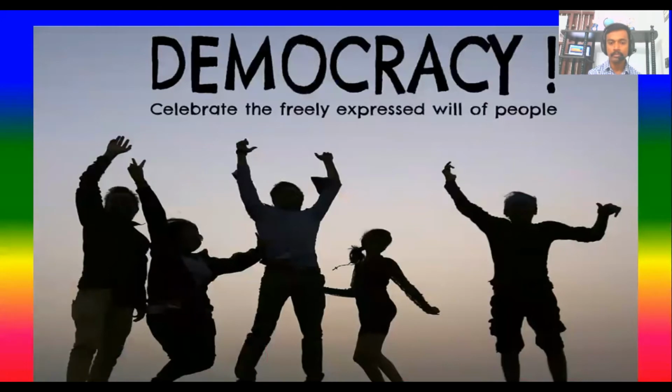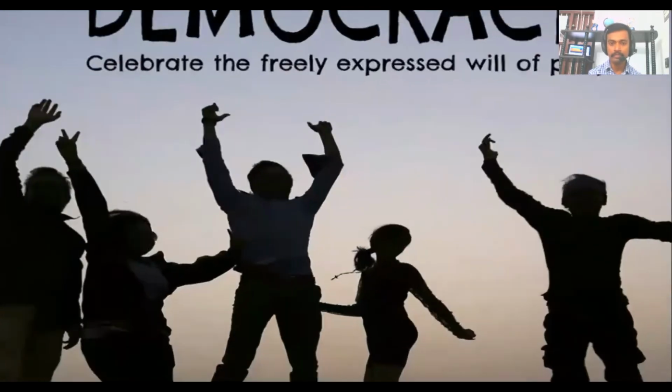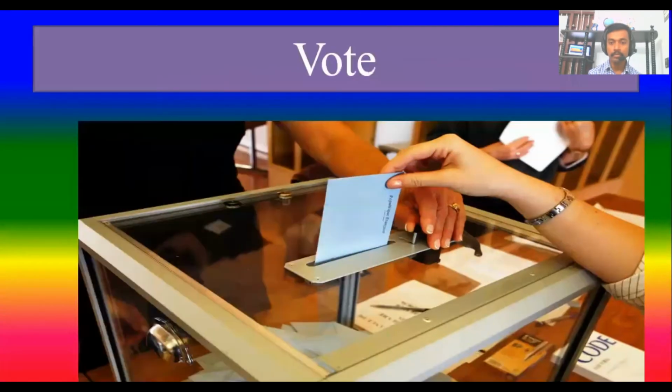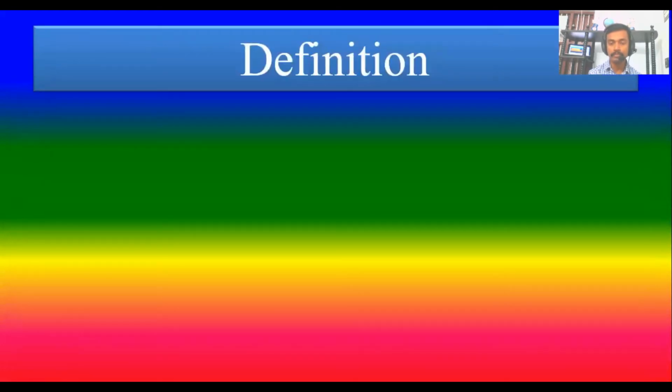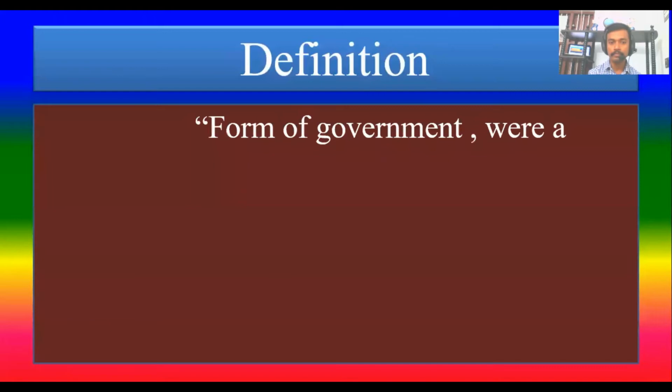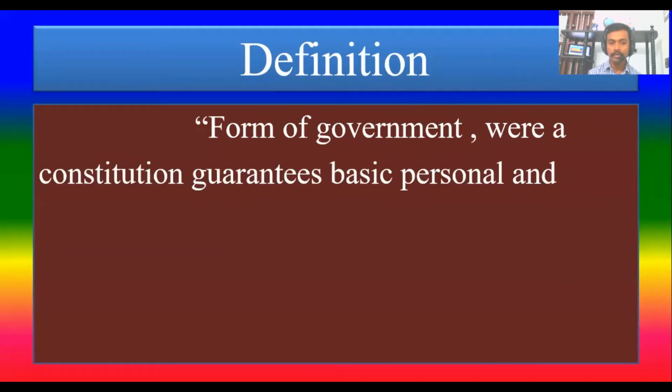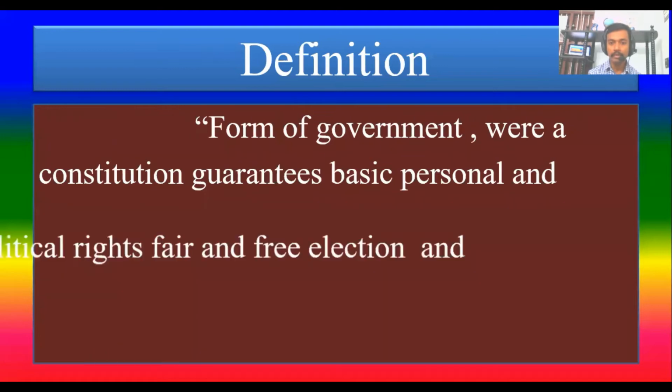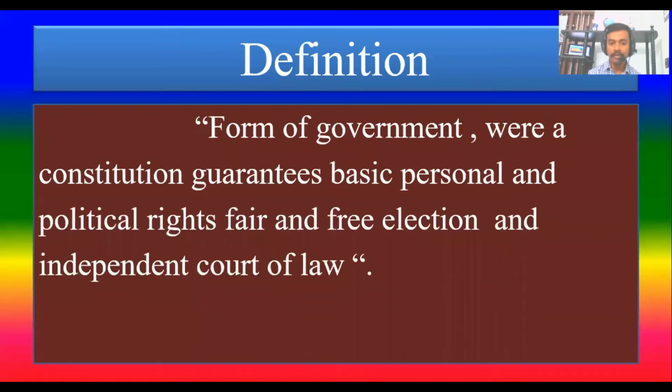Look at this picture. People govern the society. Vote is a part of democracy. Every individual participates in government. Then definition: a form of government where a constitution guarantees basic personal and political rights, fair and free elections, and an independent court of law. Keywords: constitution guarantee, personal political rights, and free and fair election.